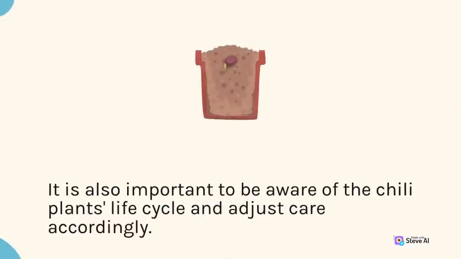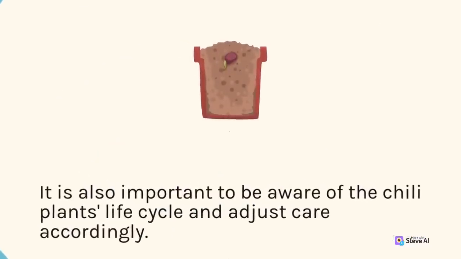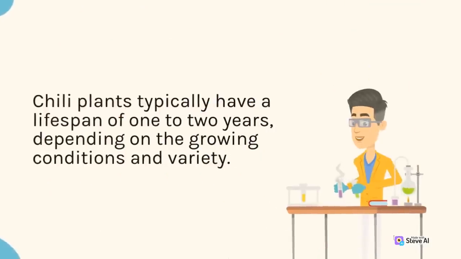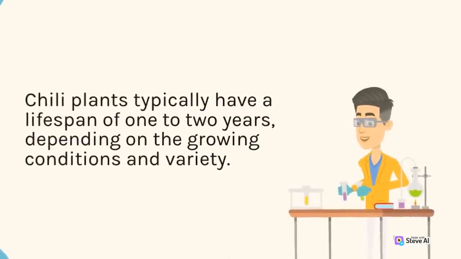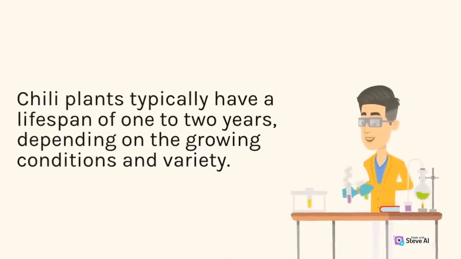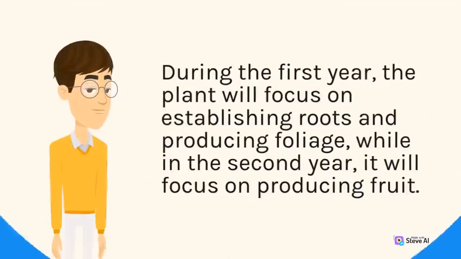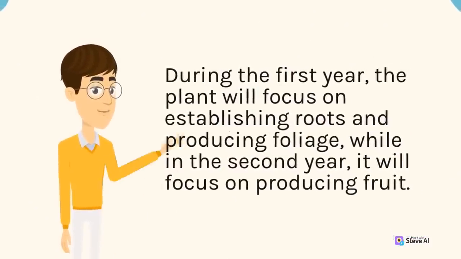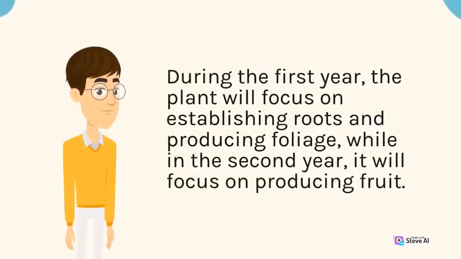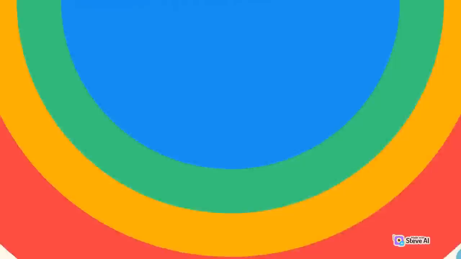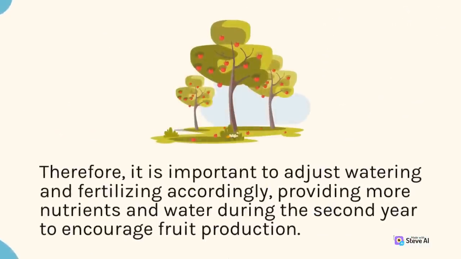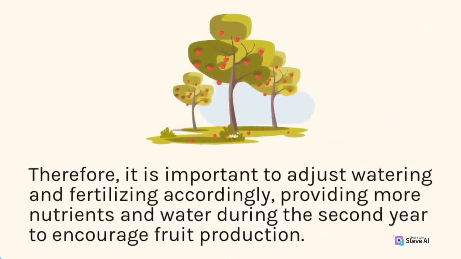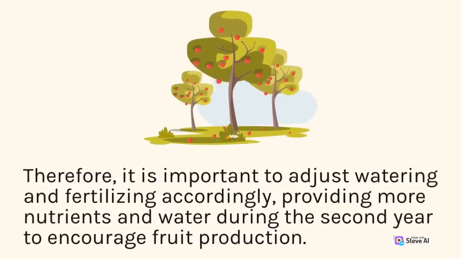It is also important to be aware of the chili plant's life cycle and adjust care accordingly. Chili plants typically have a lifespan of 1 to 2 years, depending on the growing conditions and variety. During the first year, the plant will focus on establishing roots and producing foliage, while in the second year, it will focus on producing fruit. Therefore, it is important to adjust watering and fertilizing accordingly, providing more nutrients and water during the second year to encourage fruit production.